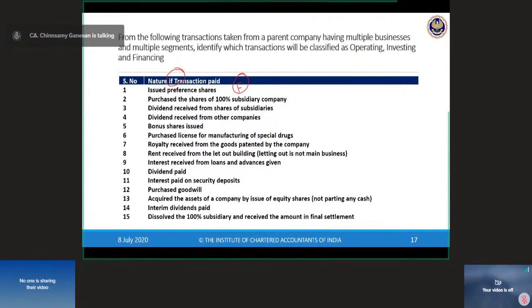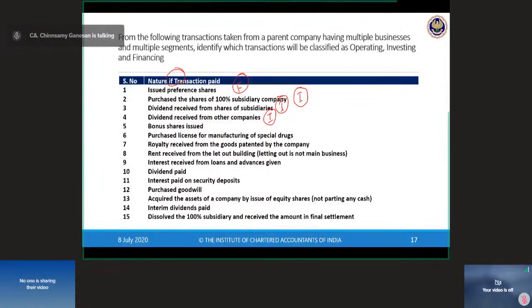Let me put it as alphabets, that is a better way. Purchase of the shares of a 100% subsidiary company: I have invested in another company on a long-term basis, so it is investing activity. Dividend received from shares of a subsidiary is a cash inflow arising out of investing activity. Dividend received from other companies, no difference, that is also investing activity.